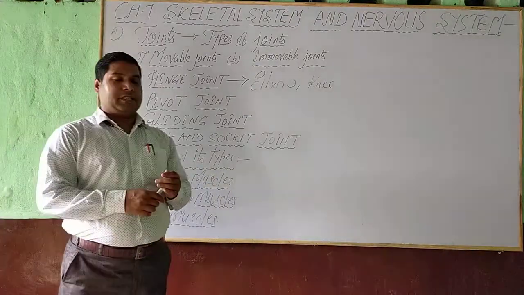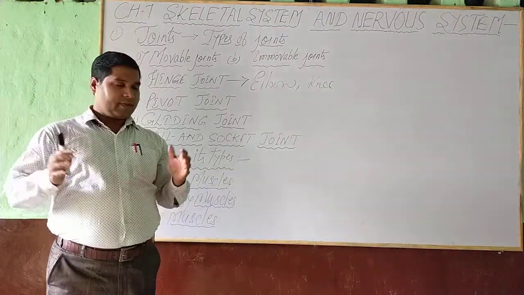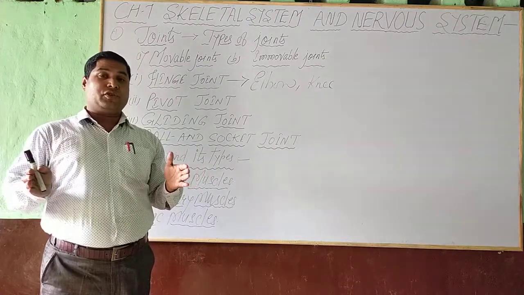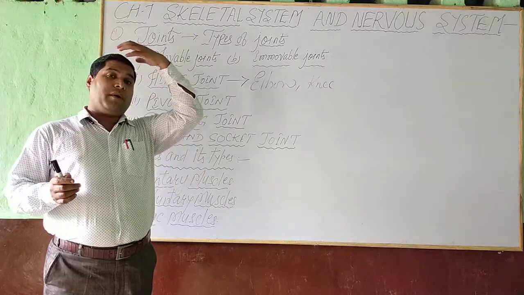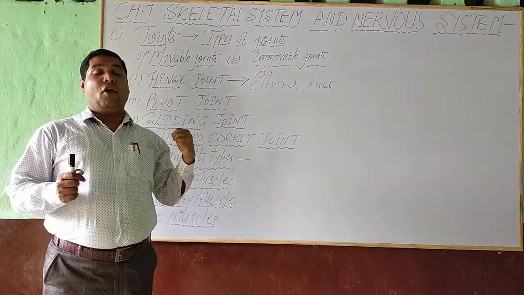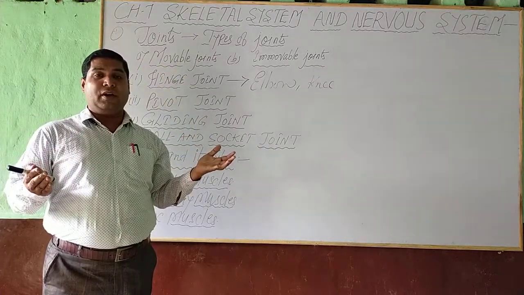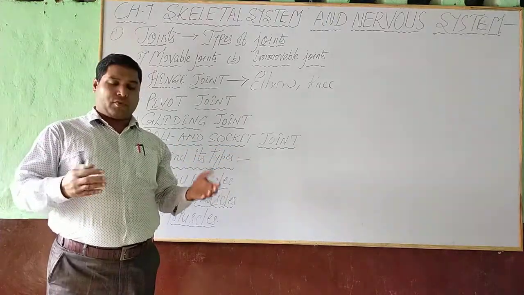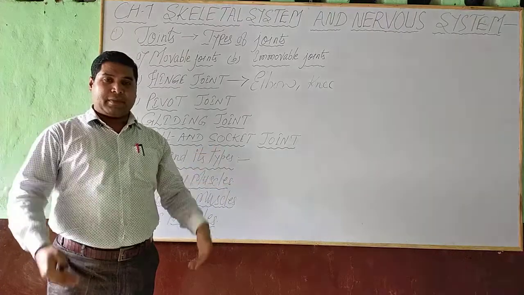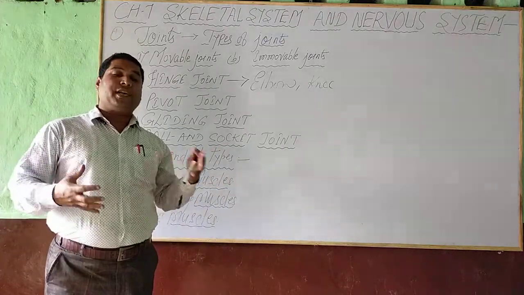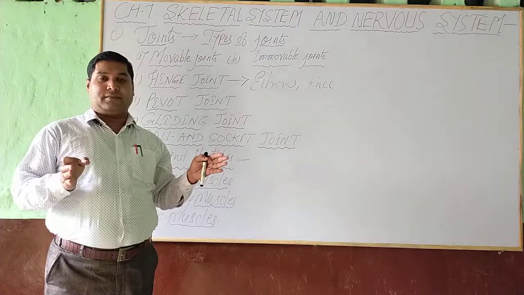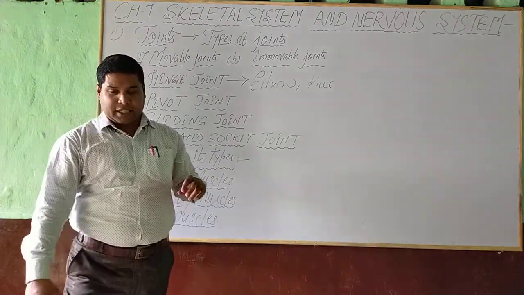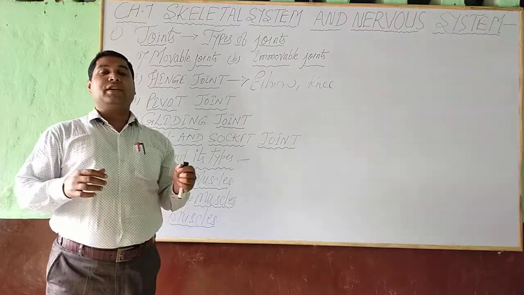Three types of muscles. Voluntary muscle. What do you mean by voluntary muscle? Those muscles which work according to the functioning of our brain, or according to our will. When we want to jump, when we want to run, when we want to walk, when we want to get up, by the help of the voluntary muscle we can do that particular function. For example, muscles present in our hand, muscles present in our leg are known as voluntary.